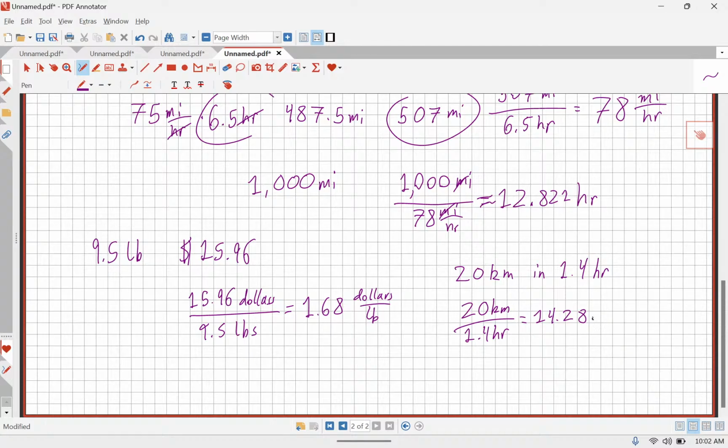It's about 14.286 kilometers per hour. How many of us were able to get 14.286 kilometers per hour? See how she got that? You guys doing okay? Perfect. We're going to use that information to answer a question.